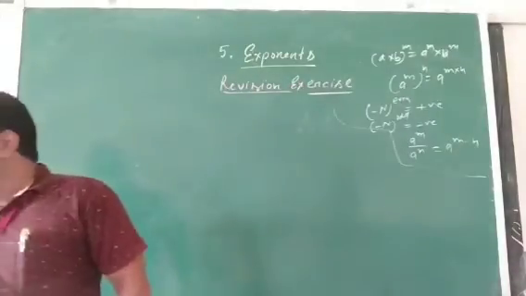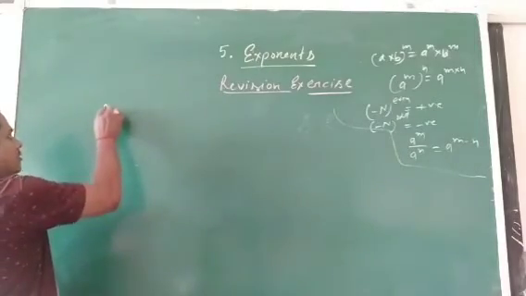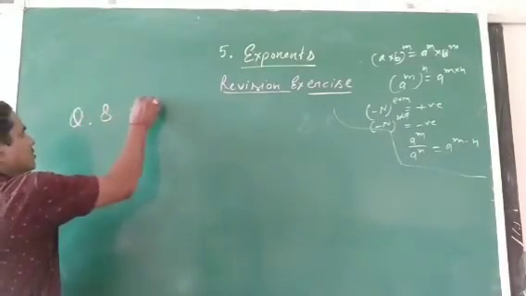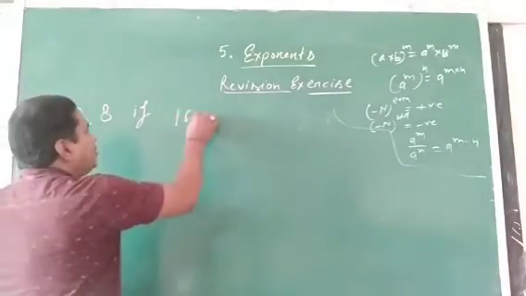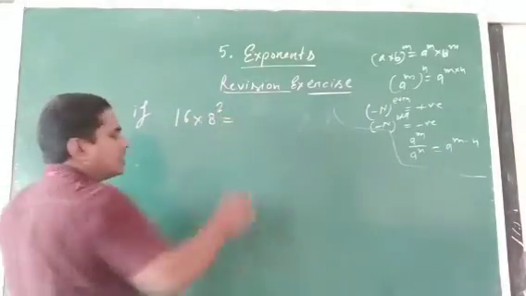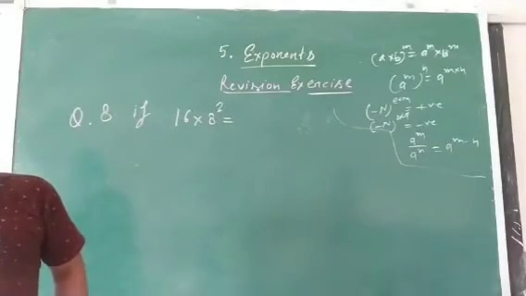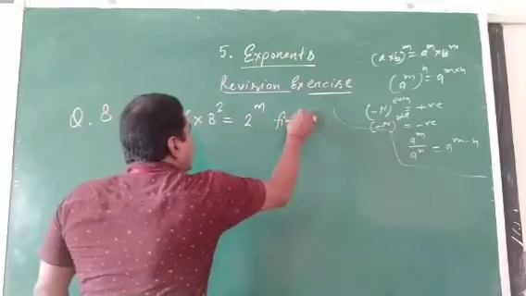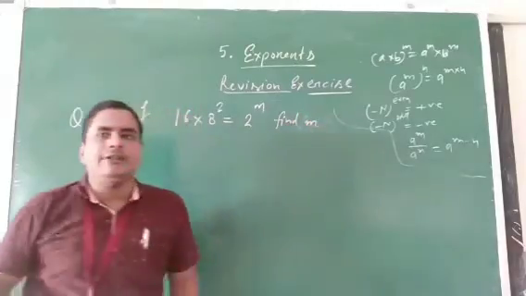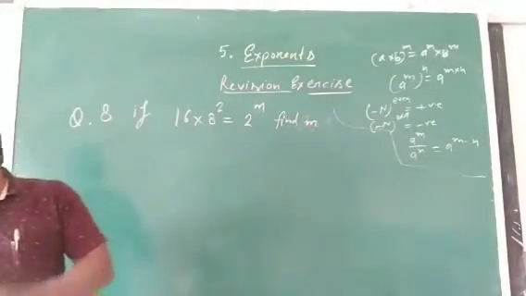Question number 8 is given. If 16 into 8 to the power 2 is equal to 2 to the power m, find the value of m. So how will you find it?